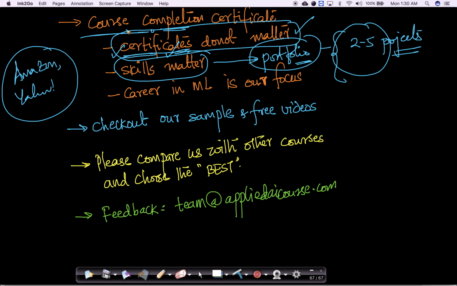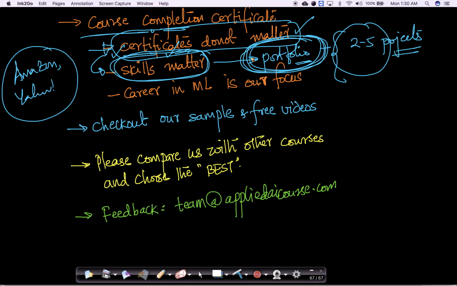So while we give you a certificate because our students ask us to, certificates do not matter for transitioning to a machine learning role. It is your skills that matter. And certificates do not guarantee skills. Your portfolio, which you build, is what will help you transition to a machine learning career, because this shows that you have skills and you can solve real world machine learning problems.